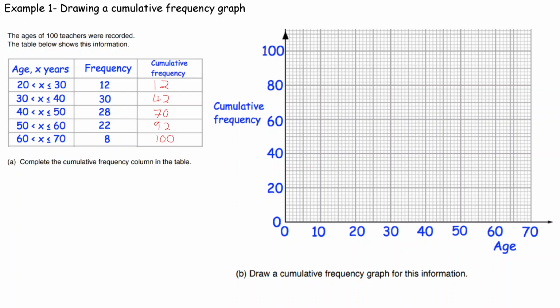So good, we can see we've got matching. We've got 100 down here, and we've got 100 up here. So in total, there are 100 teachers in this data set.